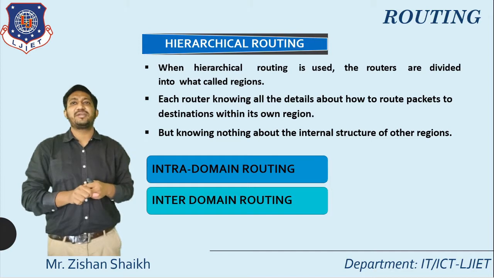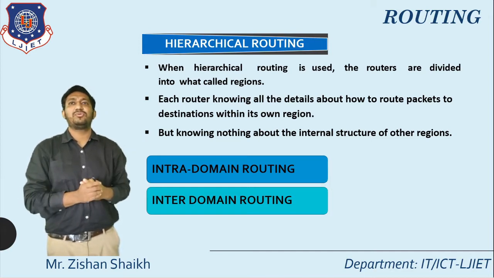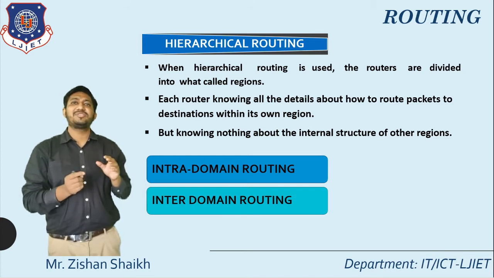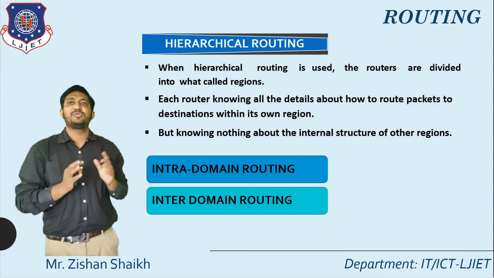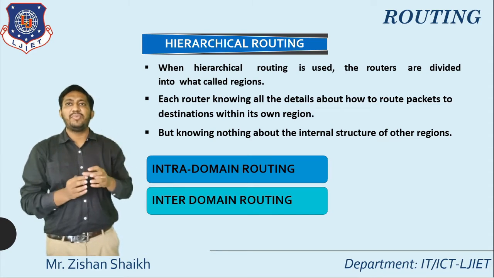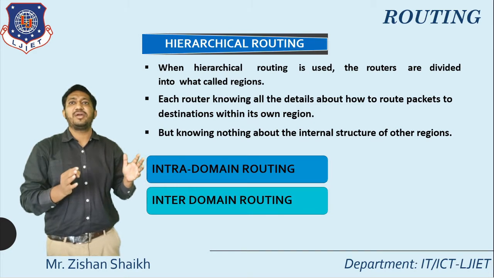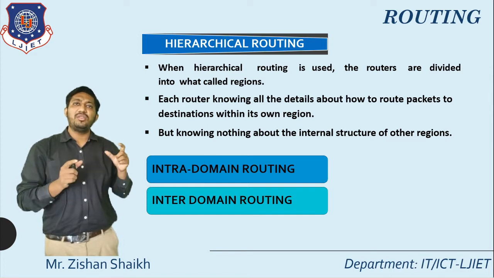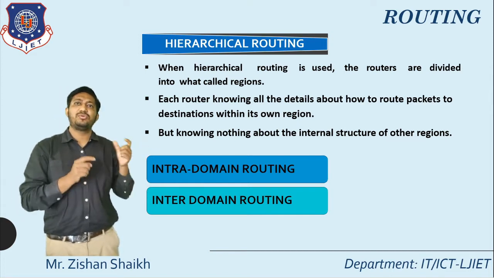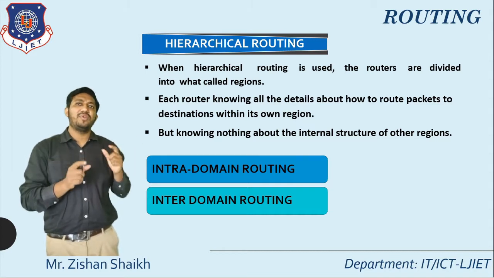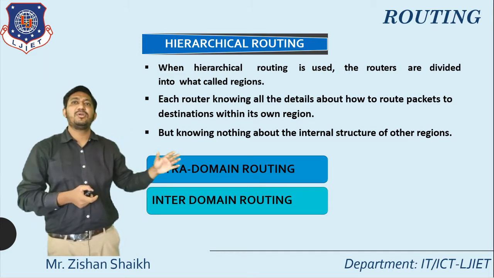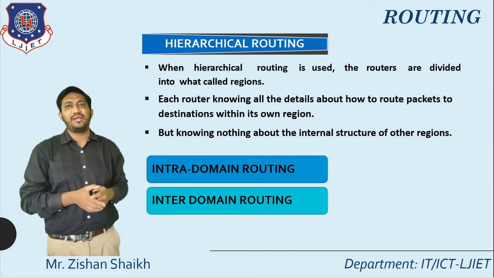When we are talking about the hierarchical routing algorithm, before that we have to understand two basic terms about routing domain: intradomain and interdomain. When hierarchical routing is used, the routers are divided into regions, or groups. These regions are completely independent from each other and belong to different autonomous systems. Each router knows all the details about how to route packets to destinations within its own region, but routers in a different region do not know each other. According to this scenario, routing is divided into two categories: intradomain and interdomain.